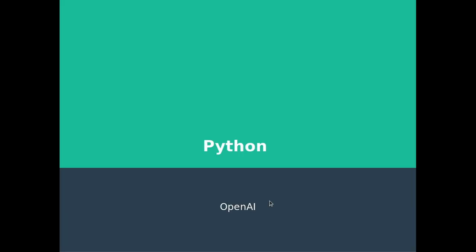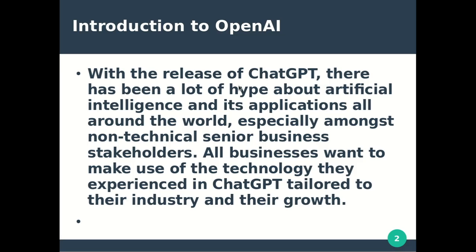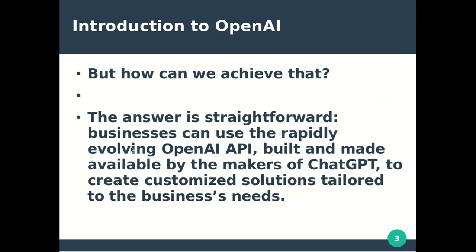OpenAI is a current technology which is capturing the IT industry. With the release of ChatGPT, there has been a lot of hype about artificial intelligence and its applications all over the world, especially amongst the non-technical senior business stakeholders. All businesses want to make use of the technology they experience in ChatGPT tailored to their industry and their growth. But how can we achieve that?